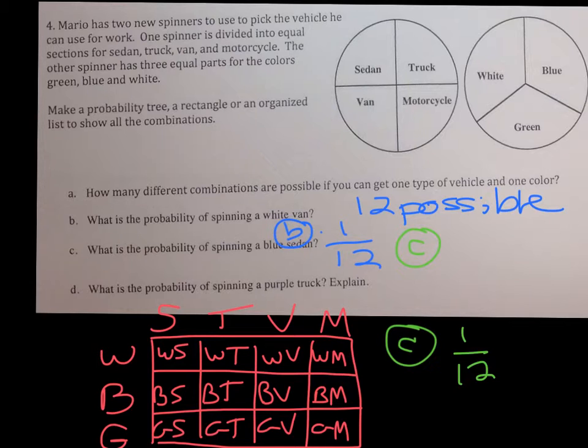And then letter D, we'll do that in red. Letter D says, what is the probability of spinning a purple truck? Well, there's actually no purple trucks, so that probability is going to be 0 out of 12. And that's it.